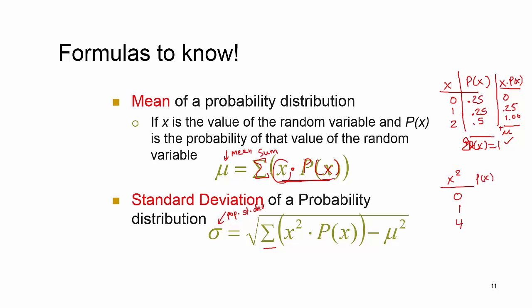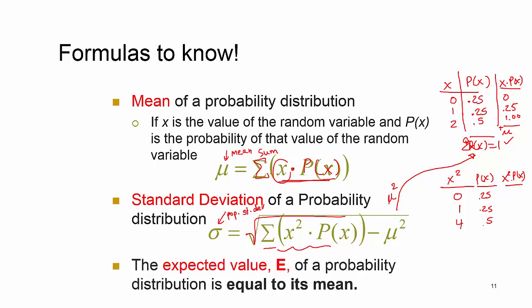And we keep our original probabilities. We do not square those. And then we multiply the squared values times the probabilities. Then we add that column up. So that answer goes here, and then we subtract the square of the mean. So whatever answer I get from here, I'm going to square it, subtract that from the sum here, and then I take the square root of that final answer. The expected value, E, of a probability distribution is equal to the mean.